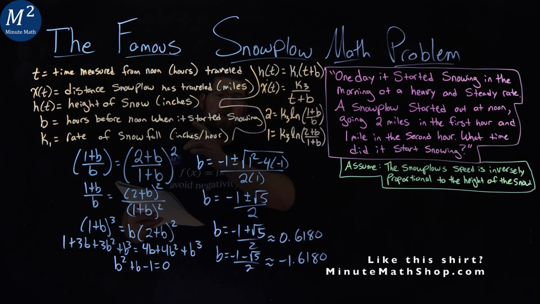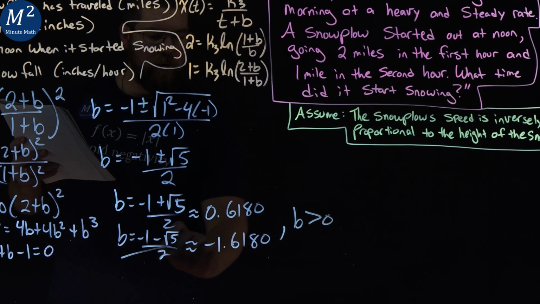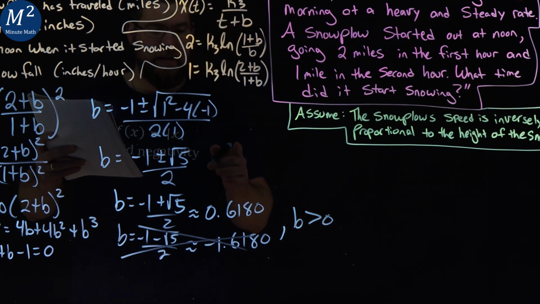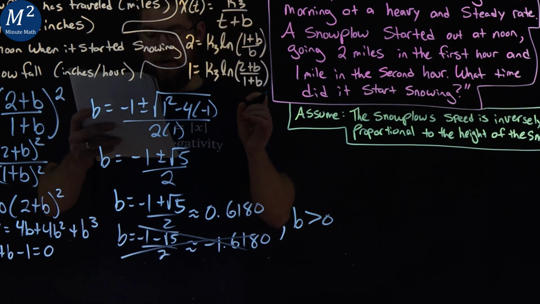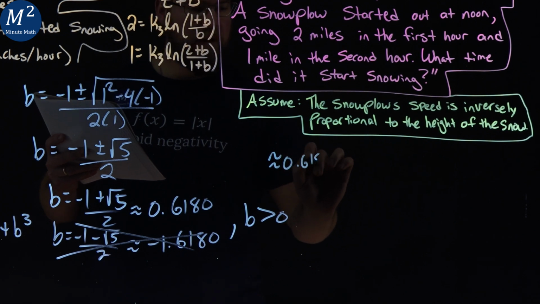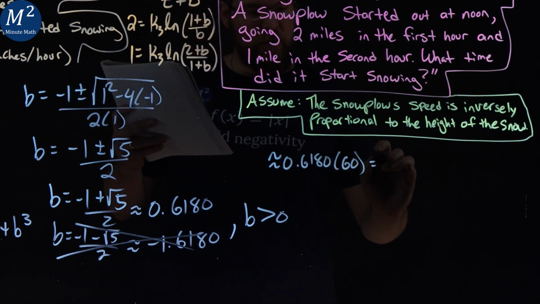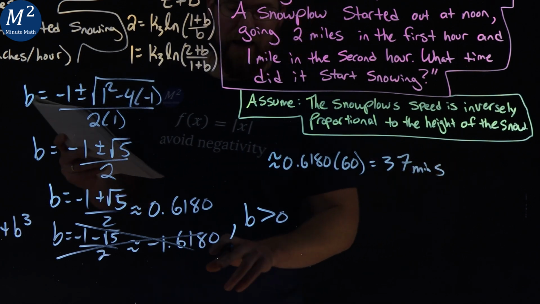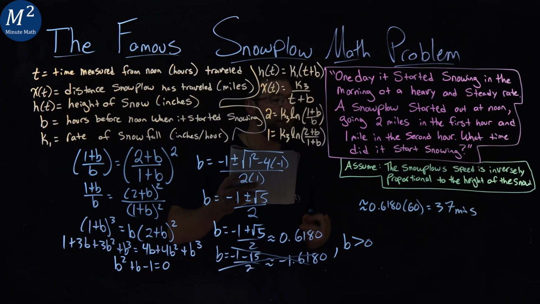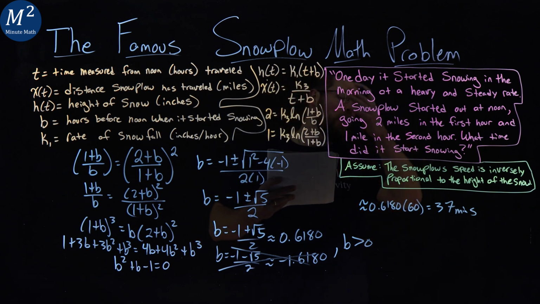Well, what is b again? b is the hours before noon when it started snowing, so b will have to be positive. So b has to be greater than 0, so we cross off our negative value here, and our b value is 0.6180, and that's the hours before noon. If you want to find out how many minutes that is, approximately 0.6180 times 60 minutes in an hour comes out to be about 37 minutes overall. Again, 0.6180 was in terms of hours, and we need it in minutes. So 37 minutes before noon is our final answer for when it started snowing.